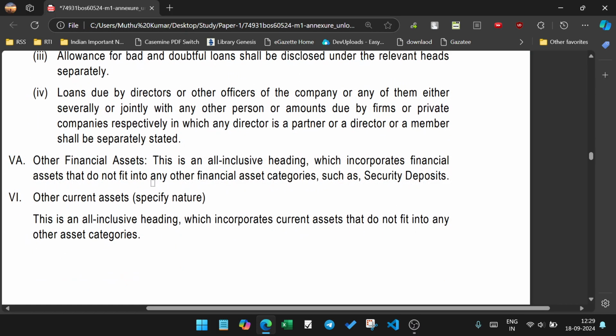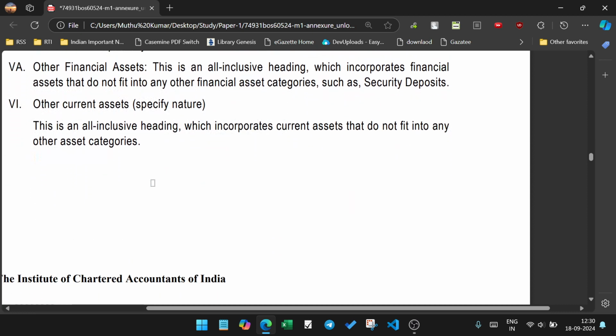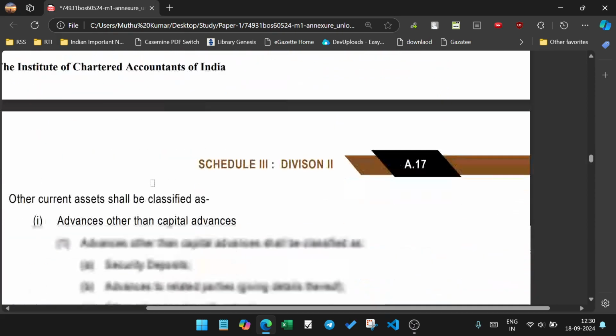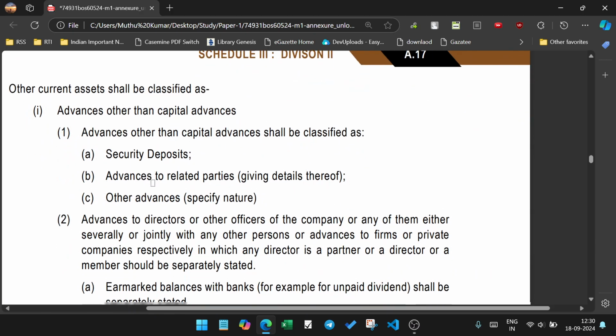Other financial assets. This is an all-inclusive heading which incorporates financial assets that do not fit into any other financial asset category, for example security deposits. Other current assets. This is also an all-inclusive heading which incorporates current assets that do not fit into the other current asset categories. Other current assets shall be classified as advances other than capital advances.